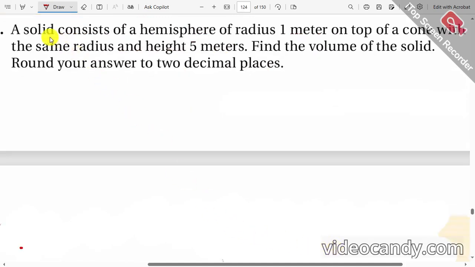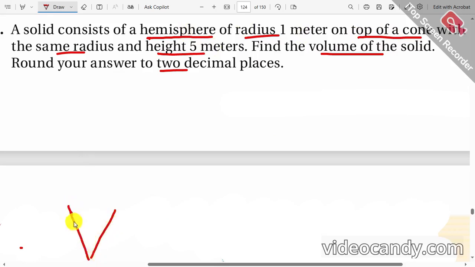All right, last one. A solid consists of a hemisphere of radius 1 on top of a cone with the same radius and a height of 5. Find the volume of the solid and round to 2 decimal places. All right, let's draw it first. It's going to be a hemisphere on top of a cone. So basically, I think that's basically like an ice cream cone.